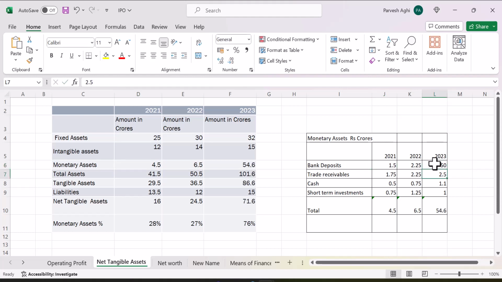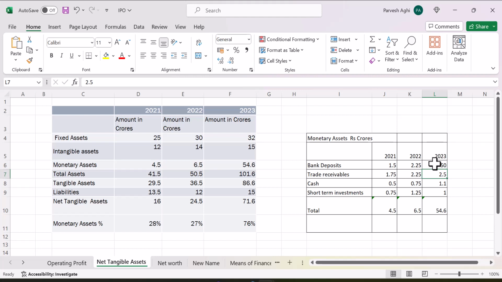Now tell me, is this company meeting the criteria? Can this company go for an IPO? What is the monetary asset percentage now? Look at the bottom line. Yes, Zubain, are you there? So now it will be 76%. Yeah, it is 76%. So that means the monetary assets are more.